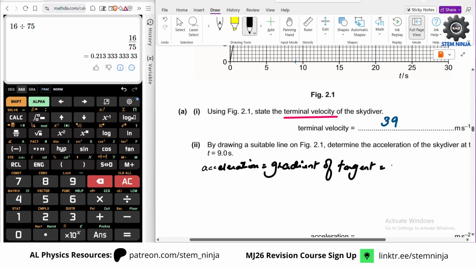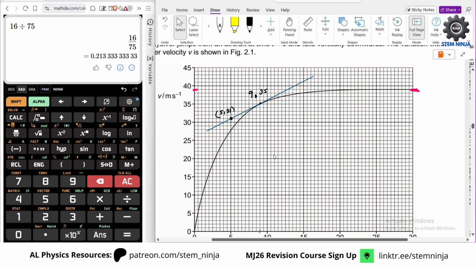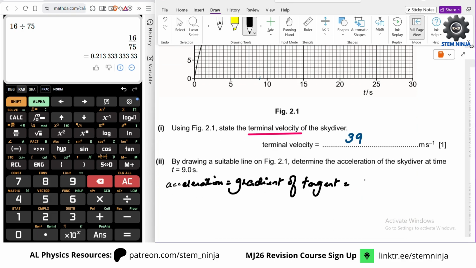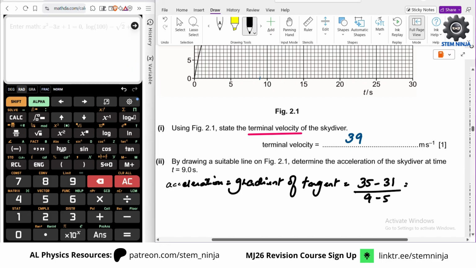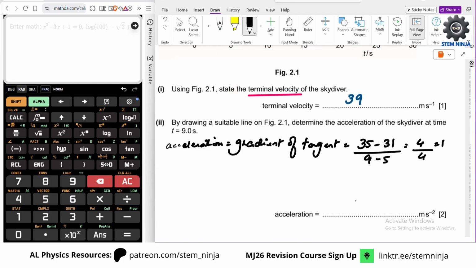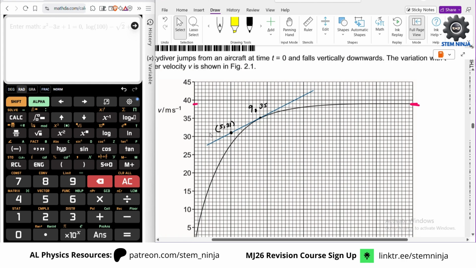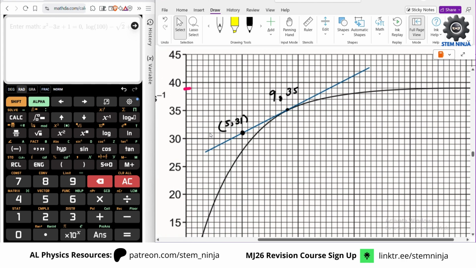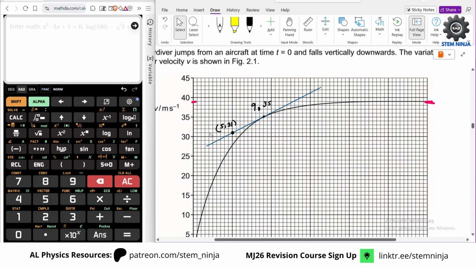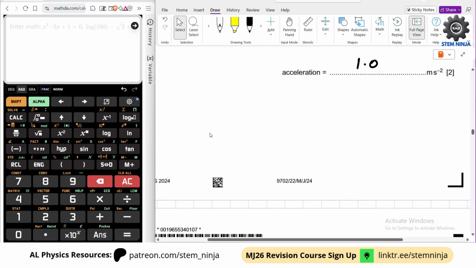So we have 35 minus 31 and 9 minus 5. So this is basically almost 4. So 4 divided by 4, 1 meters per second squared. Yeah. 9 and 35, 5 and 31. Right, okay. Alright, moving on.